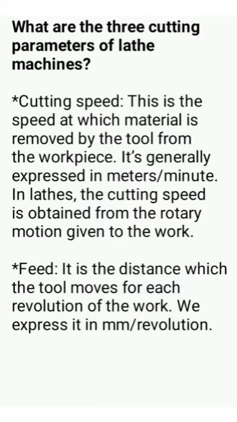And what are the 3 cutting parameters of lathe machine? We have the cutting speed. Let's talk about the cutting speed. This is the speed at which material is removed by the tool from the workpiece. It's generally expressed in meters per minute. In lathes, the cutting speed is obtained from the rotary motion given to the work. Talk about the feed. It is the distance which the tool moves for each revolution of the work. We express it in millimeters per revolution.